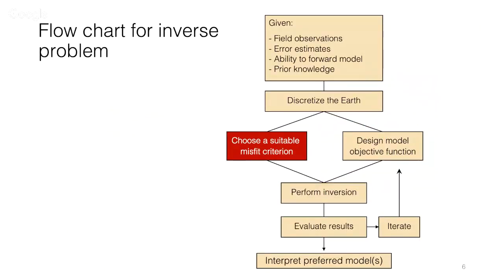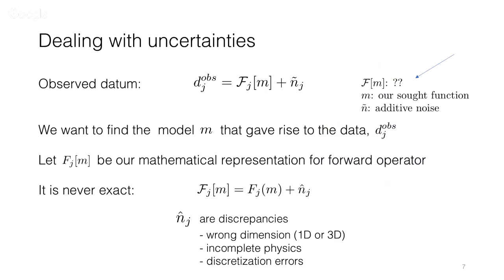And here's our chart. So we saw this before. We've discretized here, and we've got two things. One is choose this function, and for that, we're going to have to contend with the noise. So I just want to make a couple of comments here. Our observations are the true forward modeling plus some noise, and we're going to try to find it.